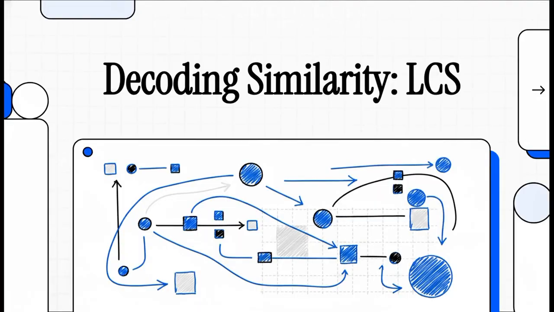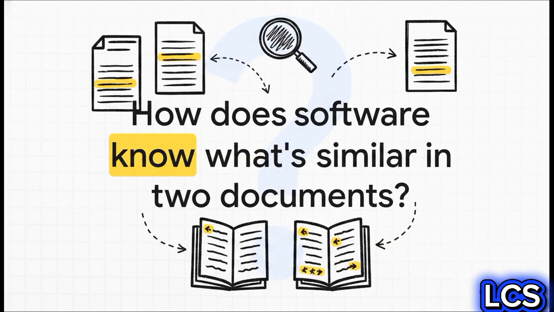Hey everyone, and welcome. Today we're going to tackle a really cool concept, something that's at the very heart of computer science, the longest common subsequence. Have you ever stopped to wonder how a tool like Git just knows the exact lines you changed in your code? Or how a plagiarism checker can spot that one matching sentence in a sea of text? Well, the magic behind a lot of that is the very algorithm we're going to explore right now.